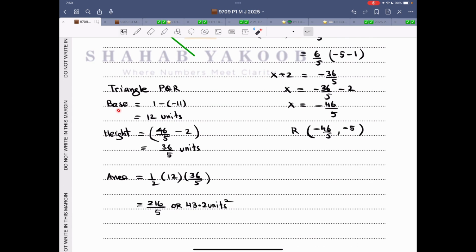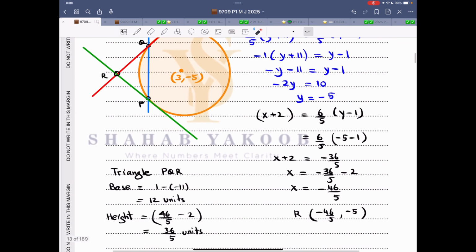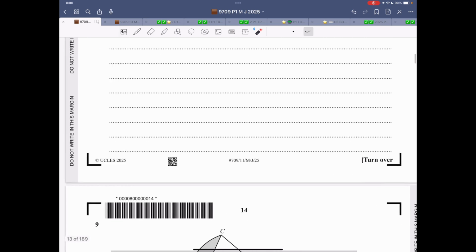So now let me minimize it. Triangle, base is 12 units. All good. Height is 46 over 5 minus 2. Just take the absolute value. That is 36 over 5. Area is half base into height. That is how you get this answer. So this is like in-depth coordinate geometry. And people think that coordinate geometry is something easy. Definitely it's not. So that is how this thing is done.